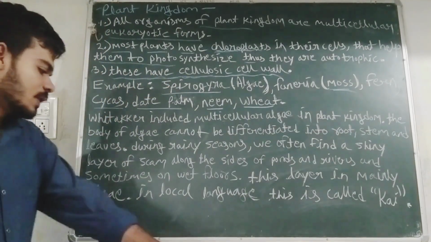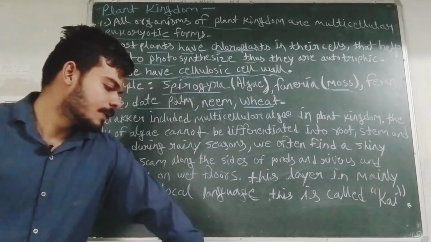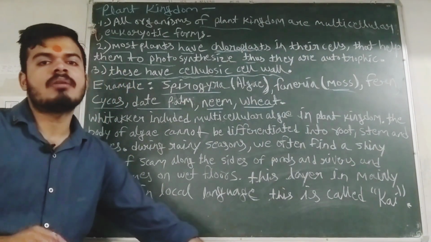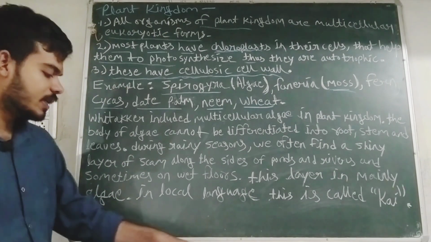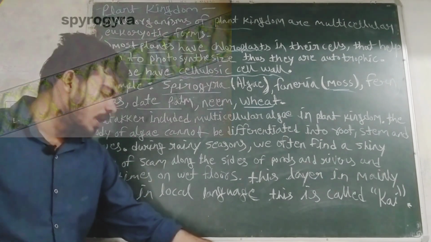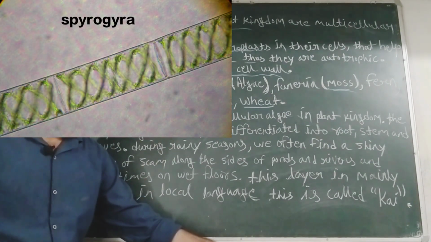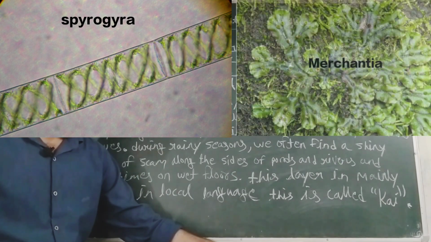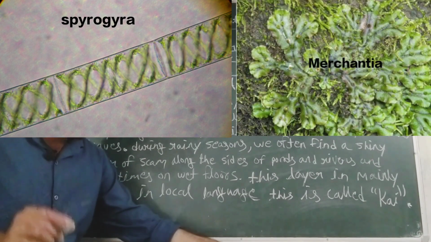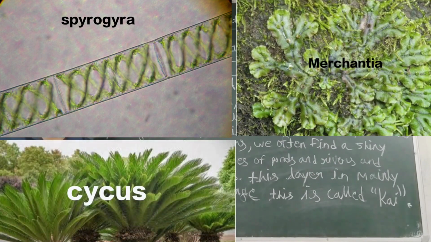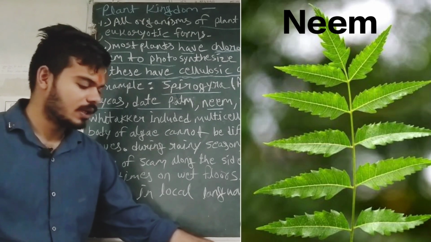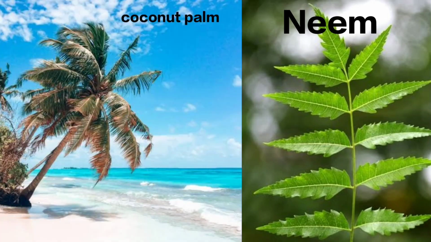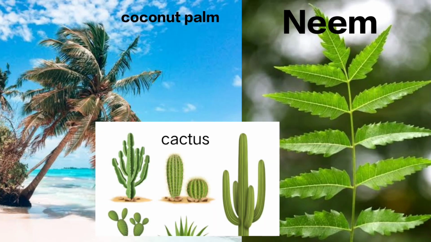Okay, students, you can see the pictures of the examples of plant kingdom: Spirogyra, Funaria, Marchantia, fern, cycas, neem, coconut palm and cactus. You can see the diagrams of these.